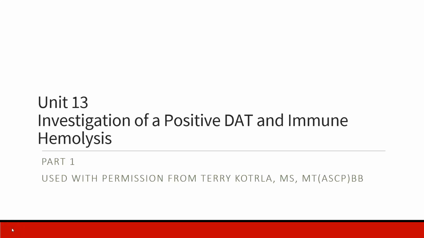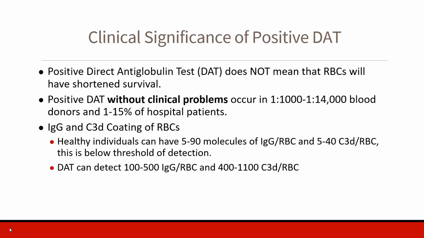We're moving on to Unit 13, Investigation of a Positive Direct Antiglobulin Test. Let's begin by talking about the clinical significance of a positive direct antiglobulin test. Just because the DAT is positive does not mean that the red cells will have a shortened survival time. Positive DATs without clinical problems occur in about 1 in 1,000 to 1 in 14,000 blood donors and 1 to 15% of hospitalized patients. So again, they have a positive DAT, but it's causing no harm.